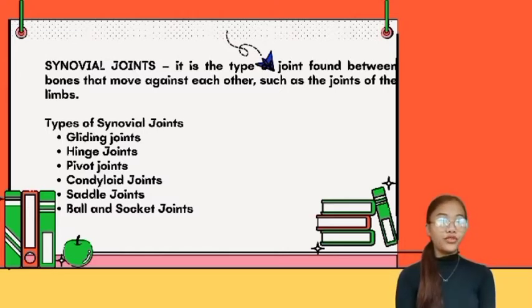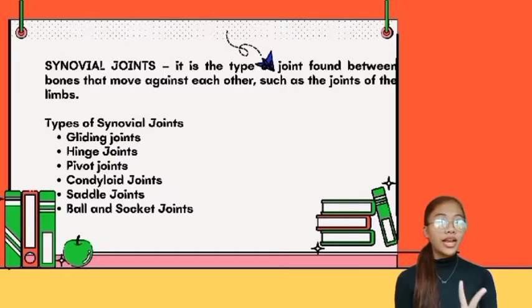The six types of joints include gliding joints, hinge joints, pivot joints, condyloid joints, saddle joints, and the last one is ball and socket joints. So, first is gliding joints. Gliding joints, also known as plane joints, only allow sliding movement. They move against each other on a single plane. Major gliding joints include the intervertebral joints and the bones of the wrist and ankles. So, makikita natin sa picture.